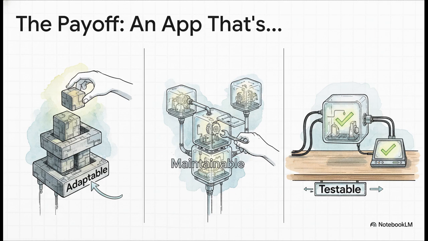You can easily pivot when the business changes its mind, you can fix a bug without causing a chain reaction of new problems, and you can test every little piece in total isolation. This is what separates a successful, long-lasting project from a code base that just collapses under its own weight.